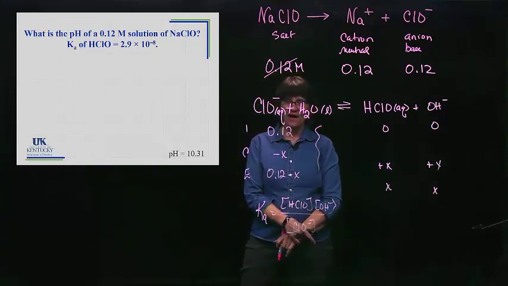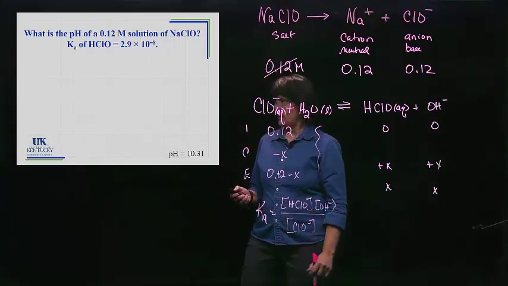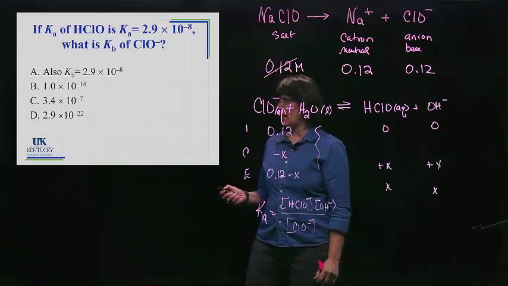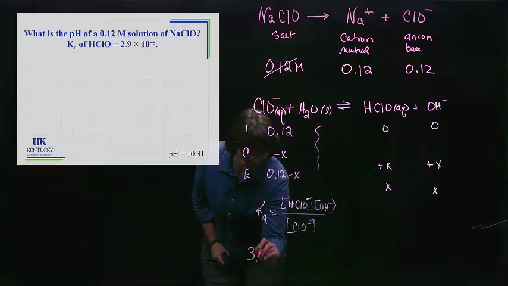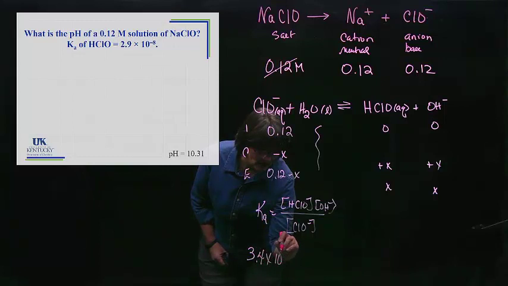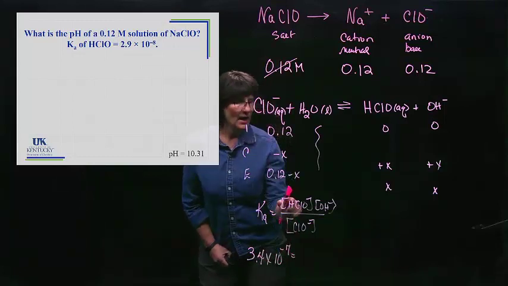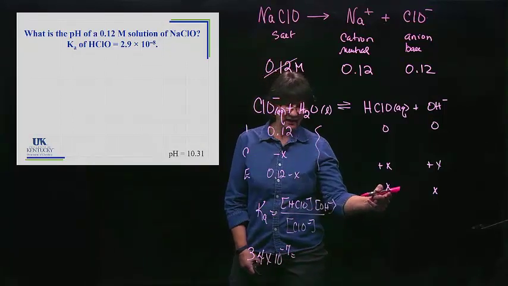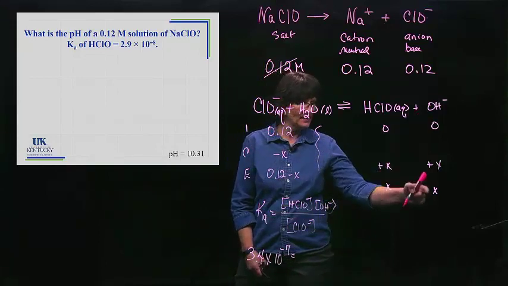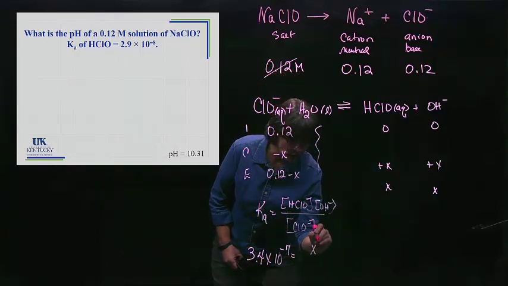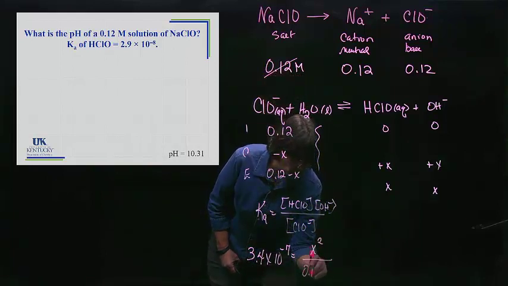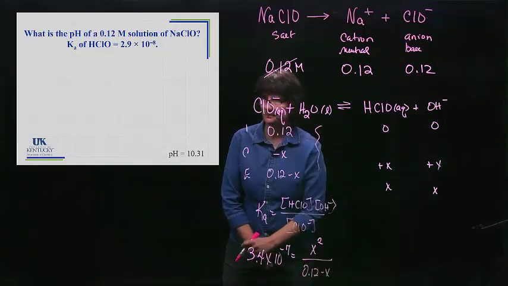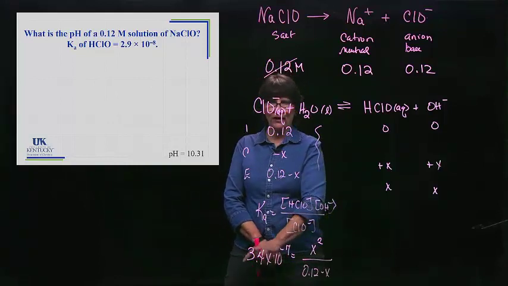What was the Ka value? Well, we figured that out on the previous screen. The Ka value was 3.4 times 10 to the minus 7. So I'm going to put 3.4 times 10 to the minus 7 here. HClO is x. OH minus is x. So it's equal to x squared over 0.12 minus x.